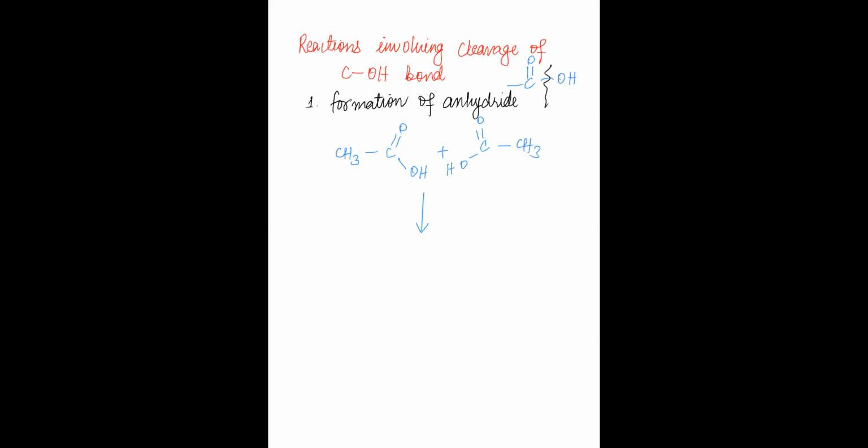We need to remove this H2O. And for removal of H2O, either we are going to use H plus, that means H2SO4 or heat, or you can use P2O5, which is a dehydrating reagent, or heat. So what will happen? This will be converted directly. O will be left here, anhydride. And this can be called preparation of anhydride.